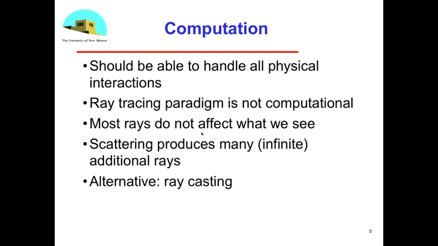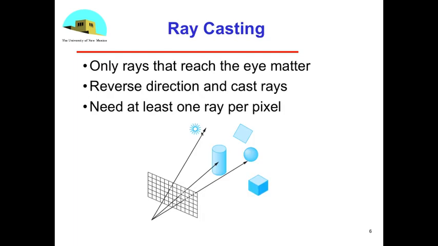So the first alternative we're going to make, as we've seen before, is to ray cast. If only rays that enter the camera and the eye really matter, then what we can do is just reverse the direction, start at the camera and start casting rays out. Most people, at least in this country, still call that a ray tracer. In other countries, they tend to call that a ray caster, because that's really what you're doing. But it's the same thing.